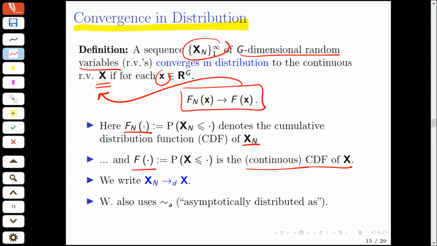If we can establish that the sequence of Xn's converges in distribution to a continuous random variable X, then we write that Xn converges in distribution to X. Well, we write that convergence occurs in the d sense and write this arrow d, or arrow with a d on top of it, which denotes convergence in distribution.